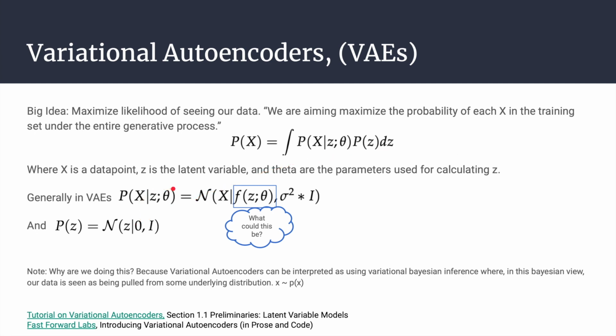usually in VAEs with Gaussian distributions, where this f of z would be from the encoder usually, but what exactly that f of z is kind of unknown to us right now. In the next slide, you might actually see what it is. But this slide is kind of just introducing the idea of what our generative model is trying to do, as well as just setting up the whole probability space. And you can look at the definitions here if you want to.